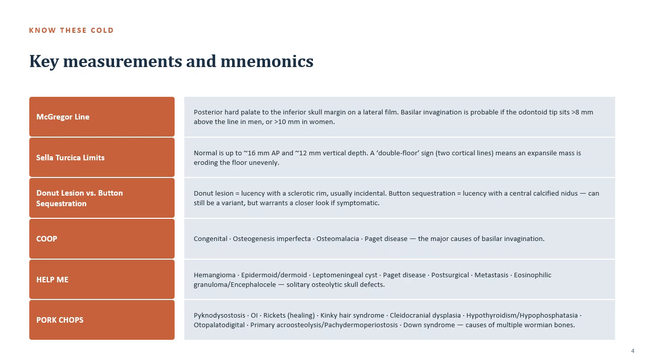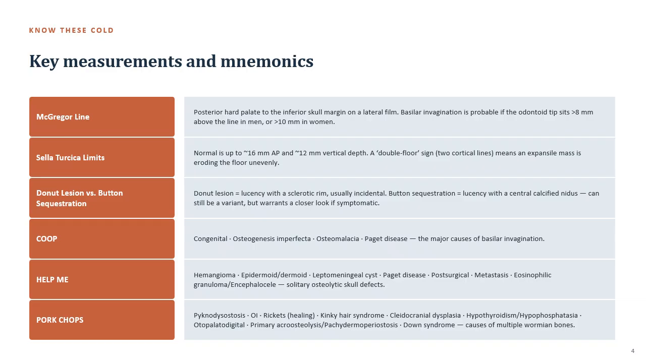If the radiologist sees what they consider a double floor appearance, meaning there are two separate cortical lines along the floor, they tend to think that there's something expanding, causing that sella turcica area to become uneven or become eroded.